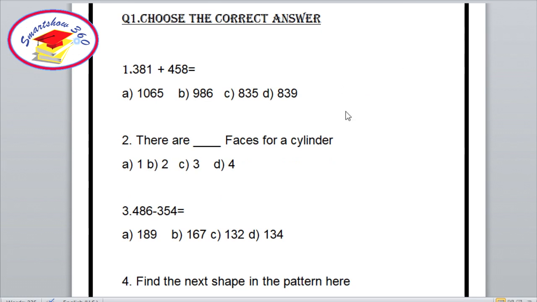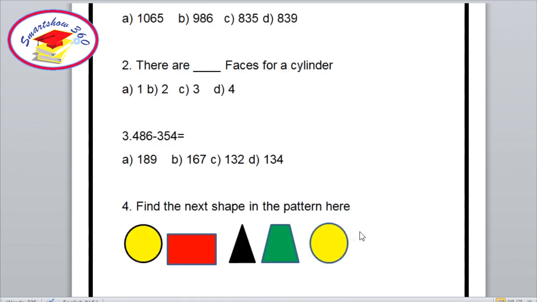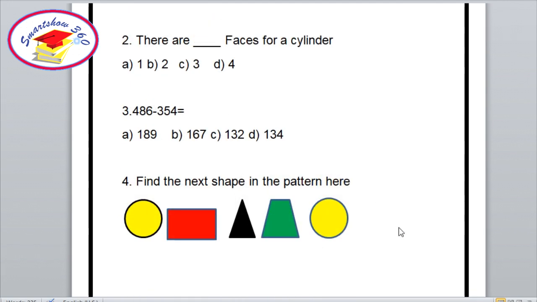This, if you can do it easily in mental maths, we can find out that 6 minus 4 is 2. So by this, and if we can subtract more, 8 minus 5 equals to 3 and 4 minus 3 equals to 1. So 132 would be definitely the answer. So the answer is C equal to 132. 4. Find the next shape in the pattern here.